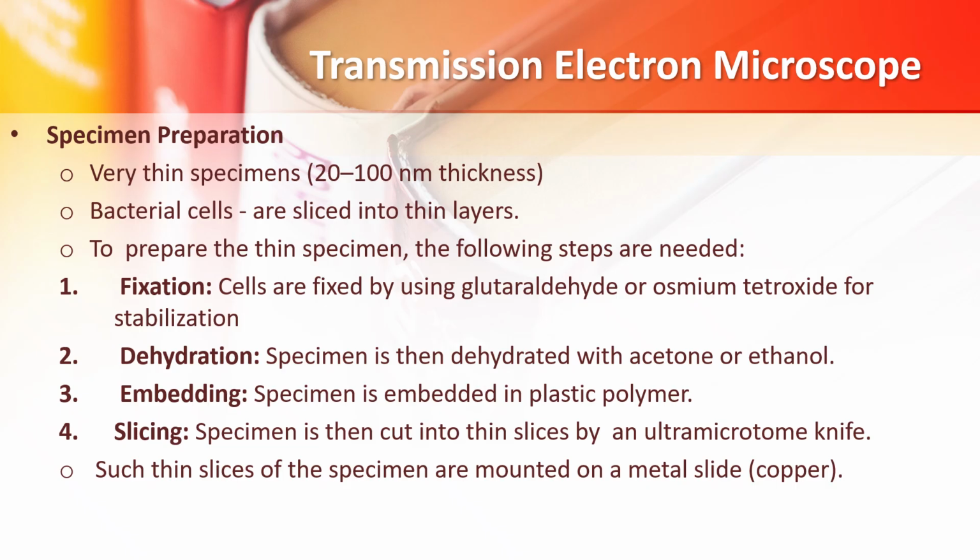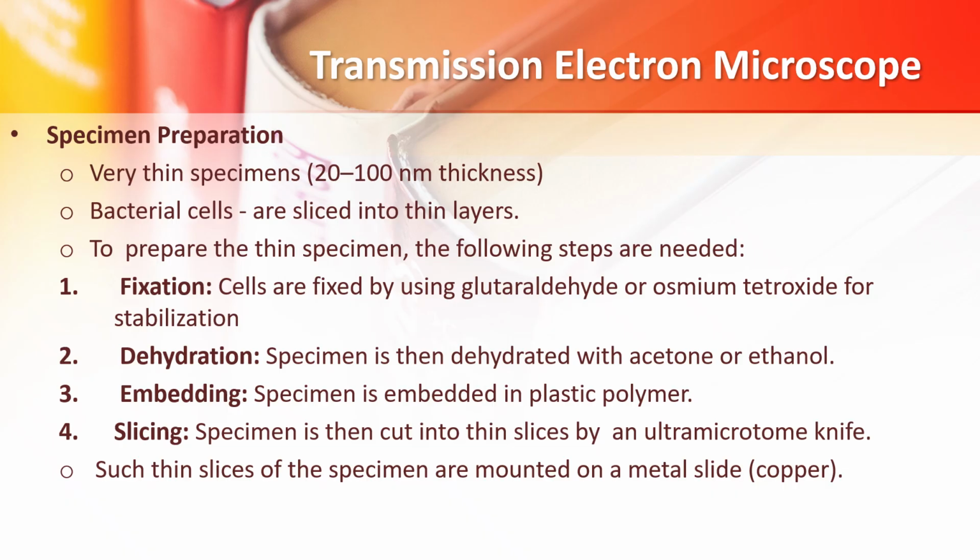Moving to transmission electron microscopy, specimen preparation. A very thin specimen, about 20 to 100 nanometer thickness, is needed. Bacterial cells are sliced into thin layers. To prepare the thin specimen, the following steps are needed. What are the following steps? The first thing is fixation. Cells are fixed by using glutaraldehyde or osmium tetroxide for stabilization.